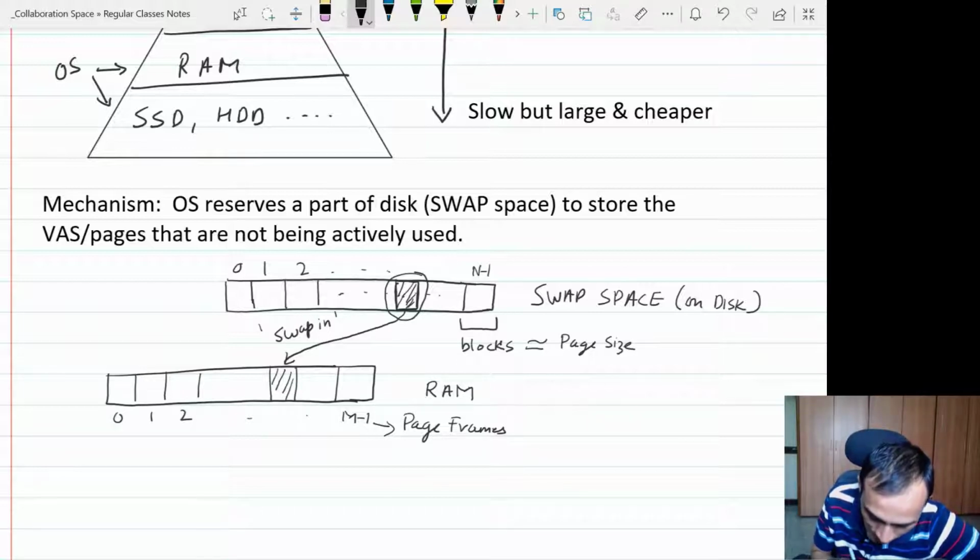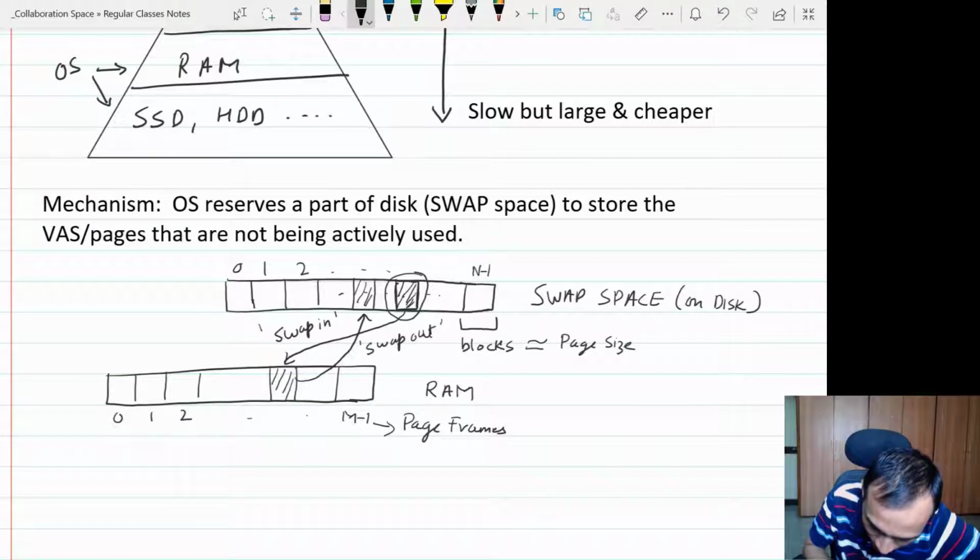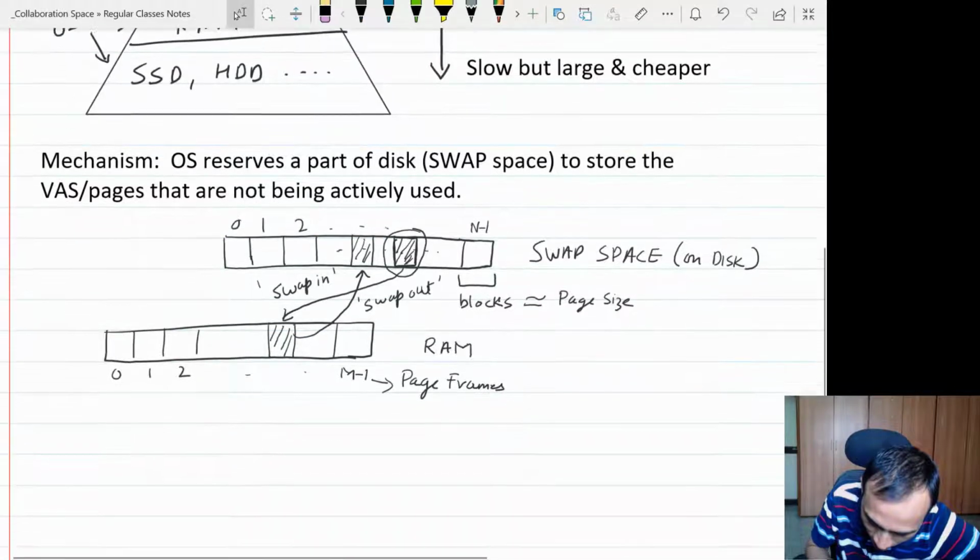then before it can bring in a new page, a new block of code, it has to select one of the existing frames or pages which is less frequently used, and swap it out somewhere else in the swap space on the disk. So it has to first select one of the pages and swap it out, or page it out. These are different names, page out or swap out. I think it's similar.